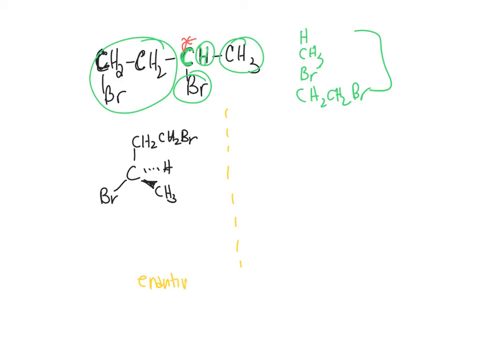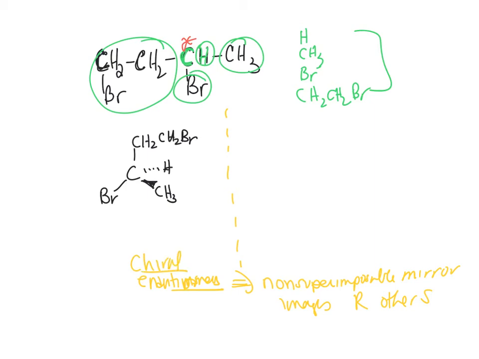Enantiomers. What are they? Say the non-superimposable mirror images. That means one's an R and the other is an S. It means they are chiral molecules. They rotate plane polarized light. So now I'm going to draw the mirror image.